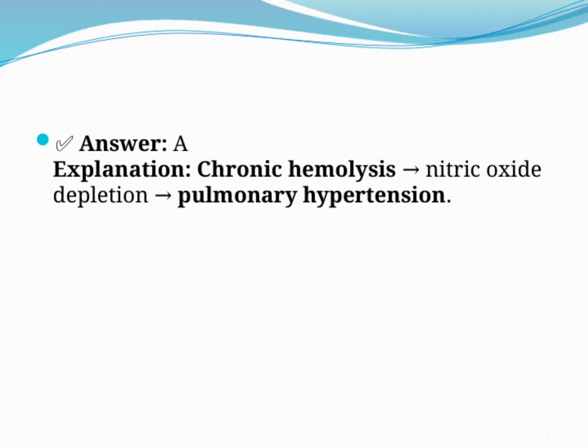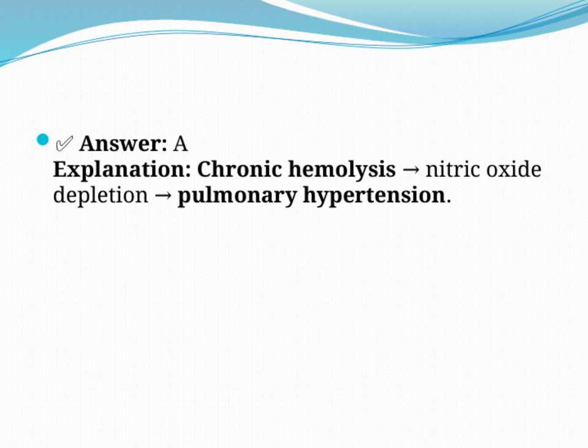So the answer here is A, and to understand why, let's walk through the explanation. Chronic hemolysis, which is the ongoing destruction of red blood cells, leads to a depletion of nitric oxide. Now, nitric oxide is a crucial molecule that helps keep our blood vessels dilated and healthy. When there's less nitric oxide, blood vessels tend to constrict more than they should. This vasoconstriction increases the resistance within the pulmonary circulation, which can ultimately result in pulmonary hypertension.